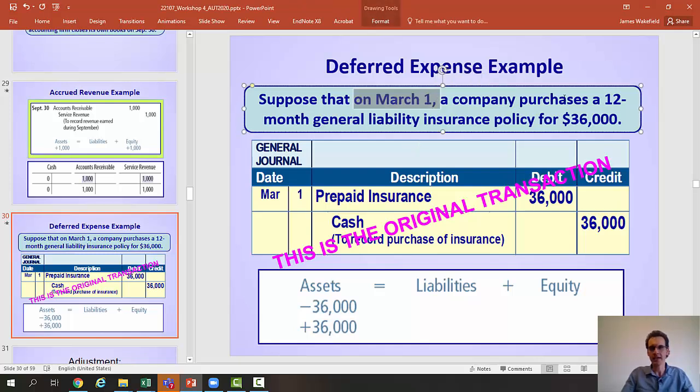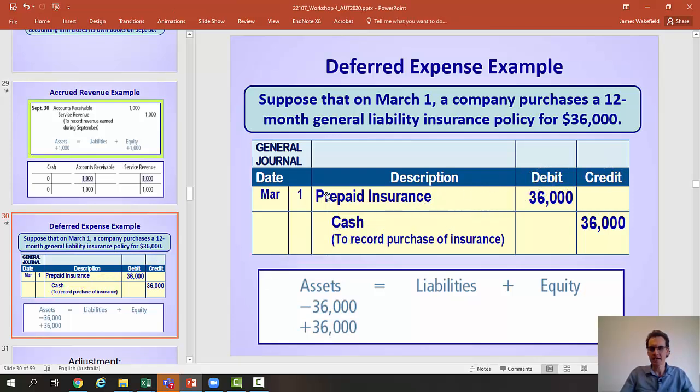Purchase this policy. It is a 12-month policy, therefore providing 12 months of insurance, and that is the value of the policy. This is the original transaction that would be recorded at the time that economic event occurred. So the business acquired the insurance policy.